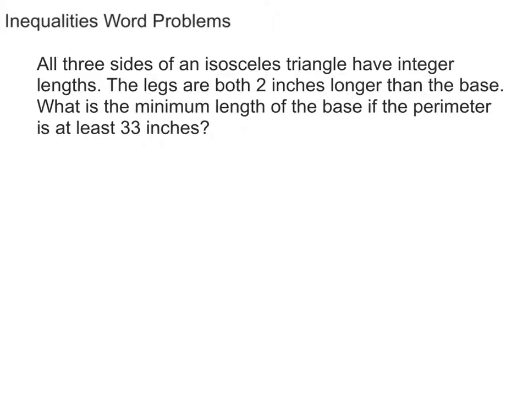So all 3 sides of an isosceles triangle have integer lengths. The legs are both 2 inches longer than the base. What is the minimum length of the base if the perimeter is at least 33 inches? So let's start with a diagram. And there's my isosceles triangle. I'm interested in the length of the base.